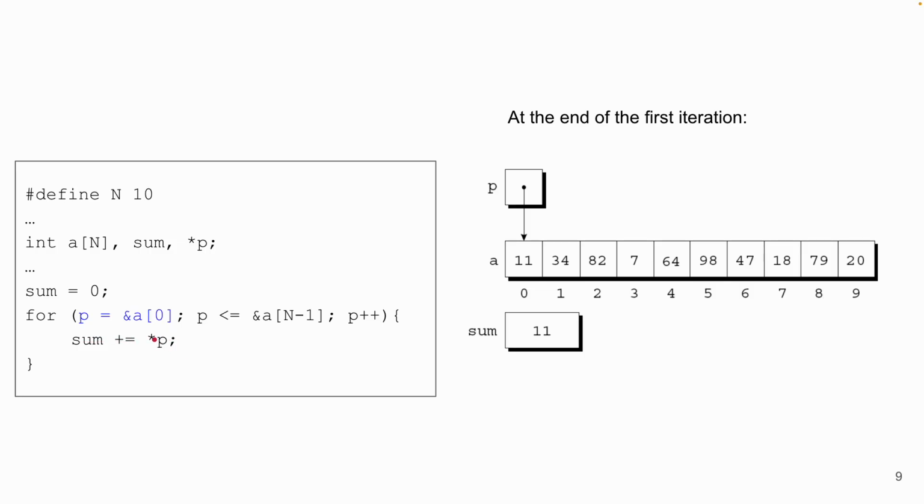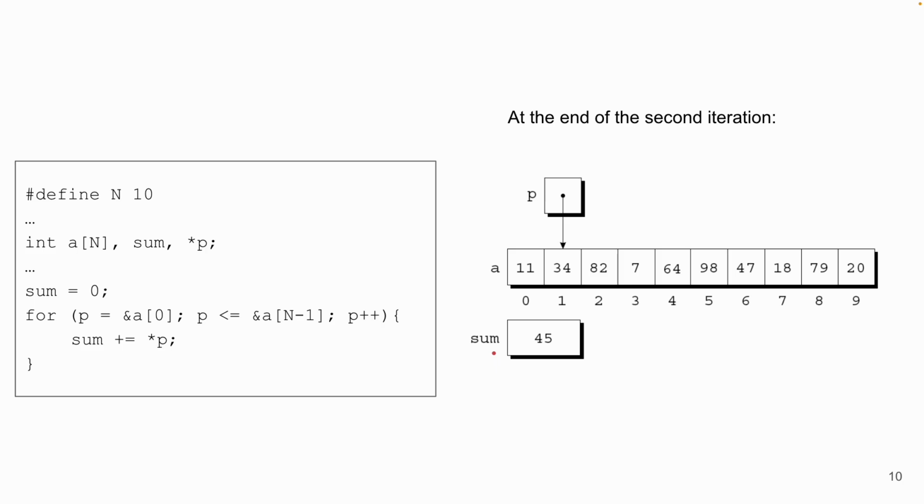And then inside the for loop body, we first use the indirection operator to get the value of the object P is pointing to. The object P is pointing to is 11, so we get the 11. Then we add 11 to the original value of sum and update the value of sum. That is why the current value stored inside sum is 11.